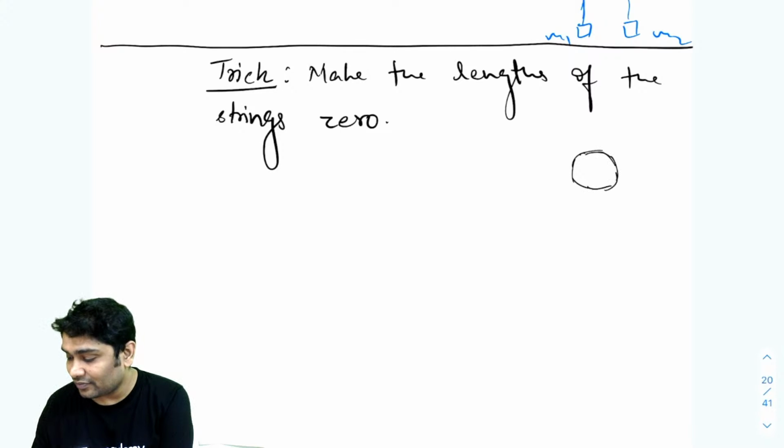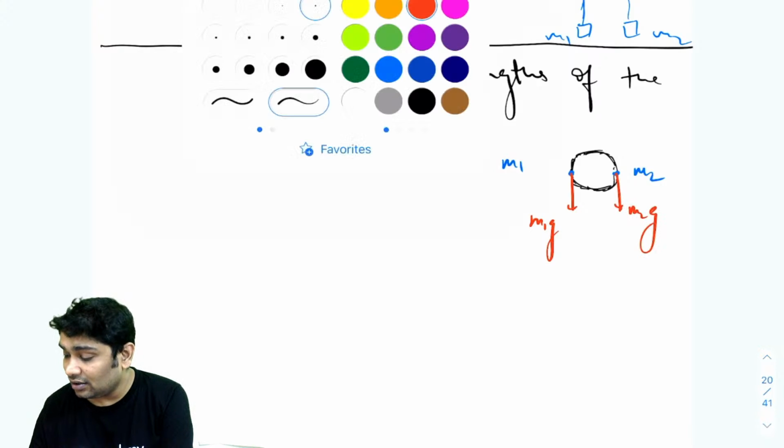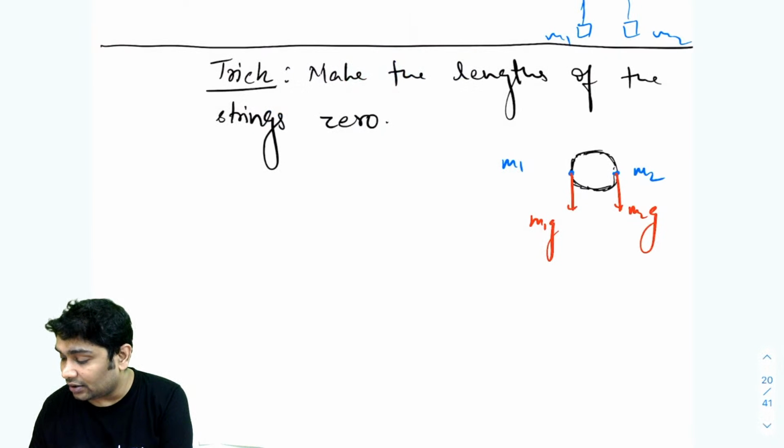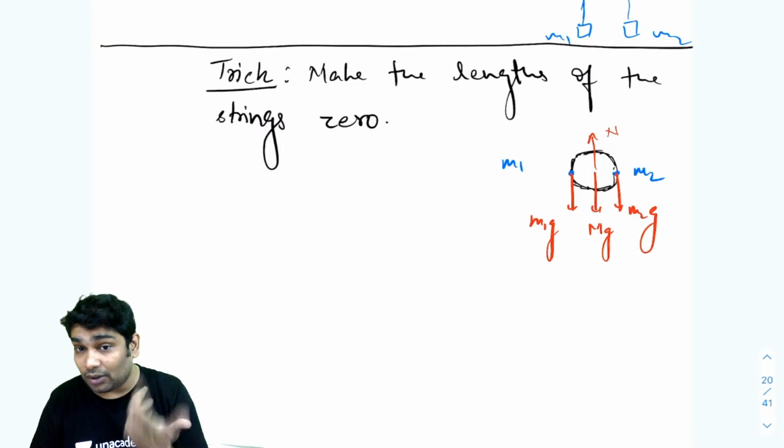Now let's see how the thing looks. So you will realize that you will have M1 here, M2 here, and now let's study all the external forces. You would have had M1G here, M2G here, the MG acting here, and you would have had the same N acting here. Right. Now again, just take the torques of the system about C.